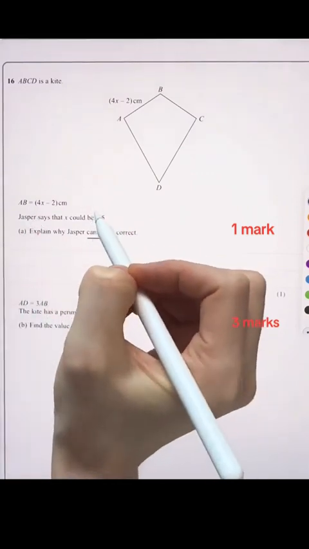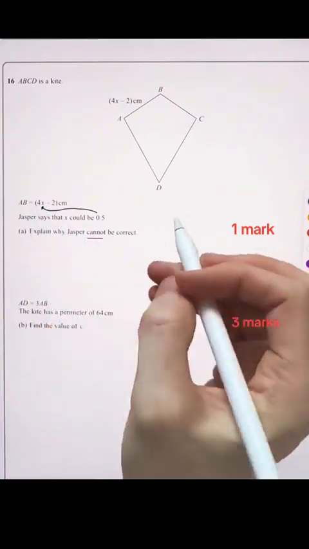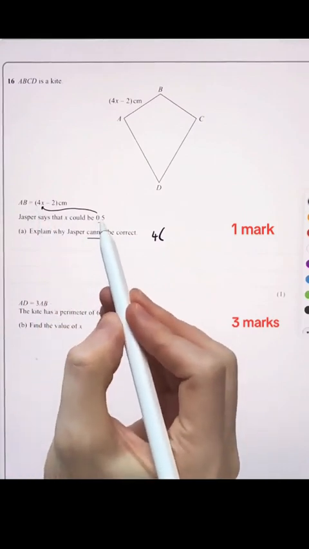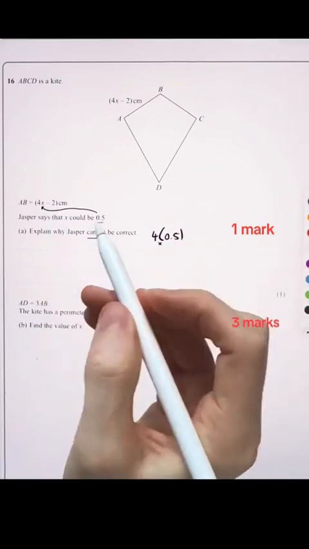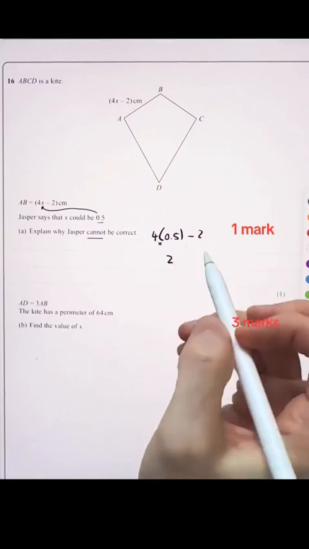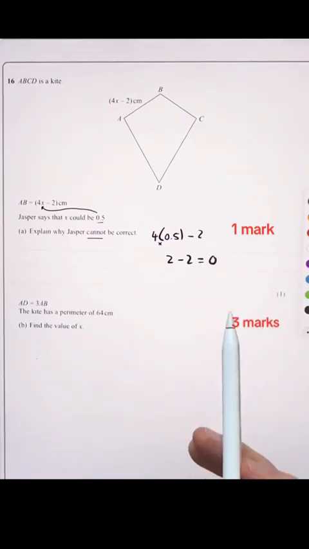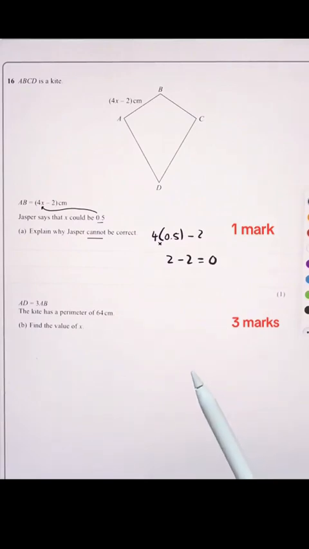Well, if Jasper thinks that x equals 0.5, then substituting into the length AB, 4x in algebra means 4 multiplied by x. In this case, x equals 0.5. Therefore, I'm going to have 4 multiplied by 0.5, and I've still got the negative 2. Well, 4 times 0.5 will give us 2, and 2 subtract 2 gives us 0. So Jasper can't be correct because AB is a length and the length cannot equal 0.